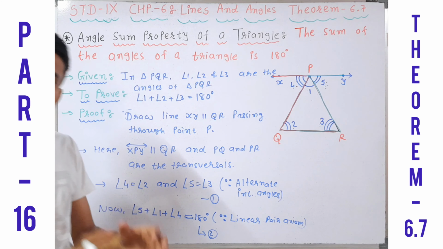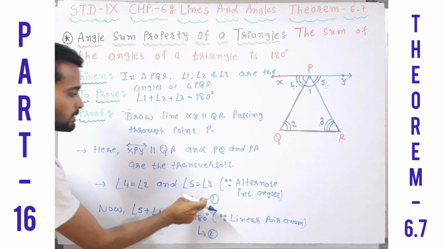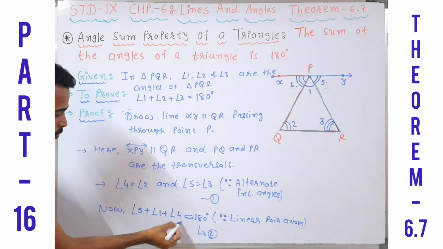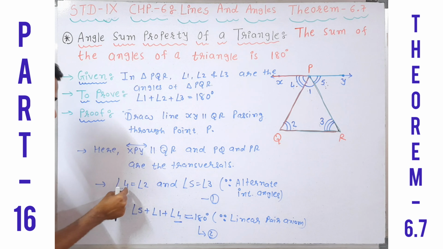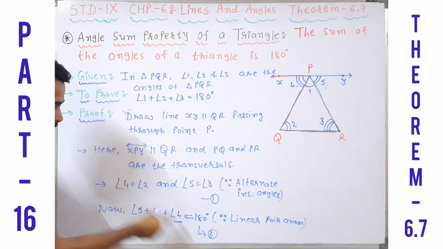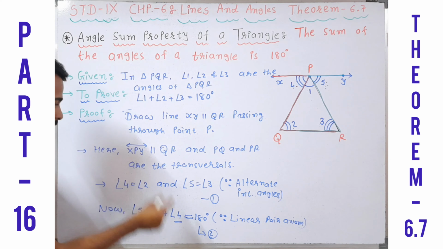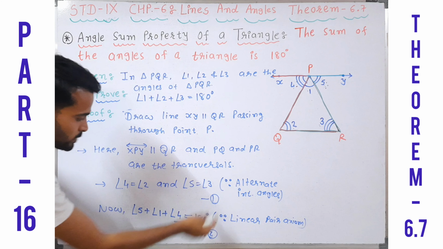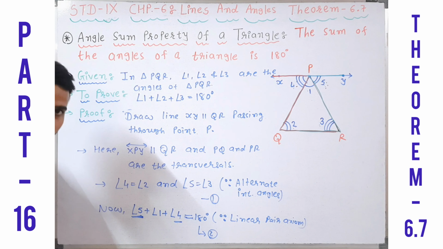So now we have two results, result number 1 and result number 2. Now by using result number 1, we can replace some angles in result number 2. For example, we can replace angle 4 by angle 2, because from result 1 it is clearly seen that angle 4 is equal to angle 2. And similarly, angle 5 and angle 3 are equal, so in result number 2, we can replace angle 5 with angle 3, right?